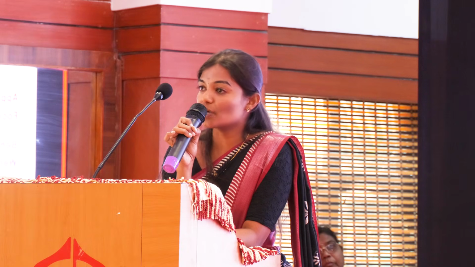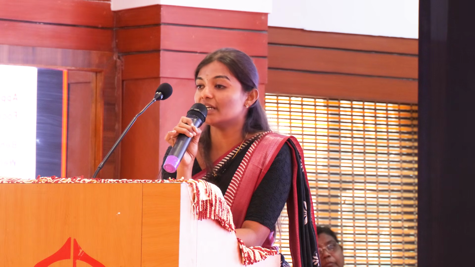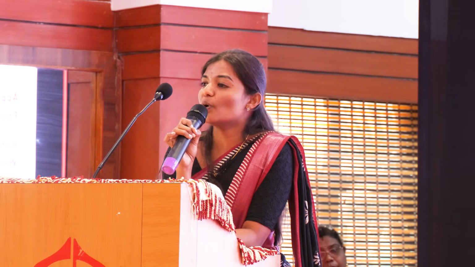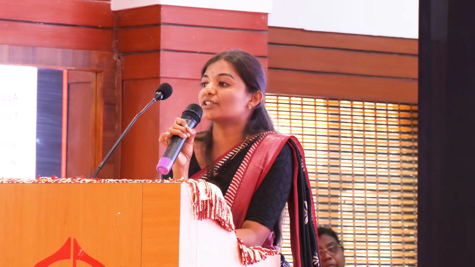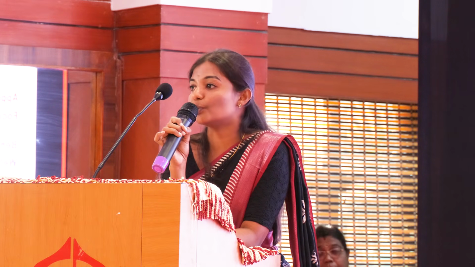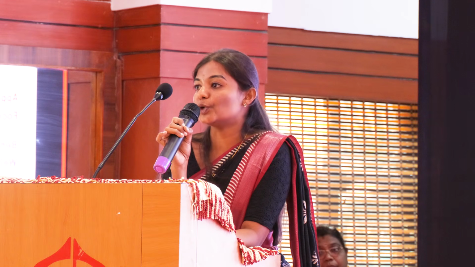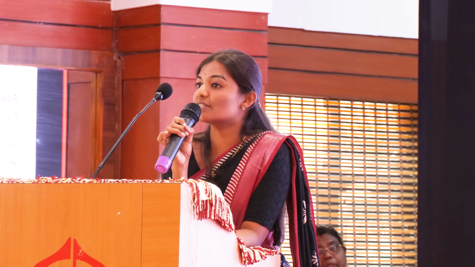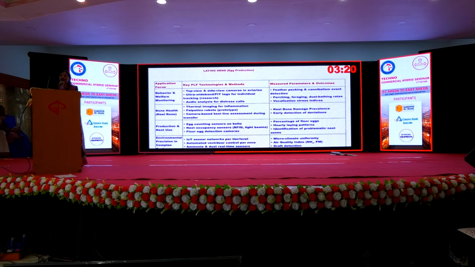The next one, laying. In layers also, we can monitor health and welfare. Another important factor is the keel bone, which majorly indicates production, whether it is a good layer or a poor layer. We look at the keel bone and pubic bone distance, and whether there is any inflammation or swelling in the keel bone. If you are using this sensor, we can easily identify it and take the decision beforehand.